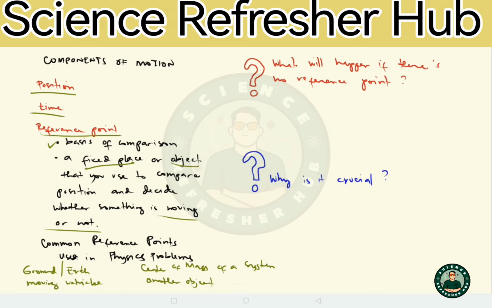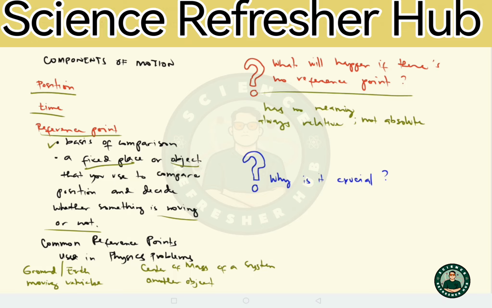So these are the common reference points used in physics problems. What will happen if there's no reference point? Without the reference point, motion has no meaning, since motion is always relative, right? Always relative and not absolute.